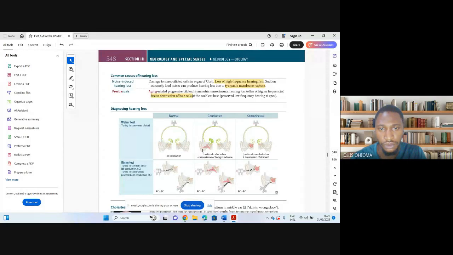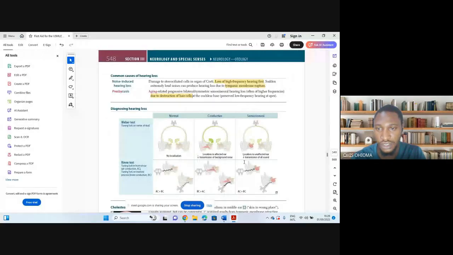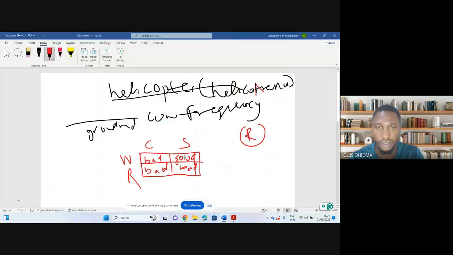But for the Weber test, when you put it on the head of the patient, it lateralizes to the bad ear. So you can see from the table here, I put Weber in conduction here, and you can see that it's at the bad ear for Weber, right? For sensorineural hearing loss, you can see that it's localized more to the good ear. So you can see in the graph here, I put good for sensorineural hearing loss for the Weber test, right? When you put it at the vertex of the head, you ask the patient, where are you hearing it more? Is it the good ear or the bad ear?